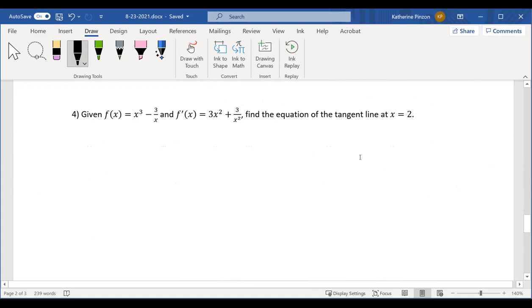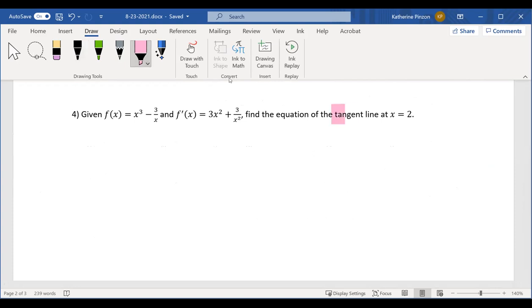Okay, let's try again. This guy says, given this function, f of x equals x cubed minus 3x, and f prime of x, oh, they're giving you the derivative of this function. F prime of x equals 3x squared plus 3 over x squared. Find the equation of the tangent line at x equals 2. How do you find the equation of a line?